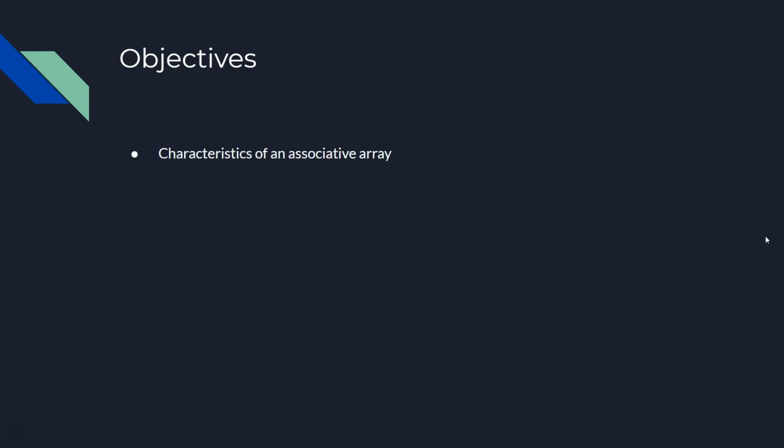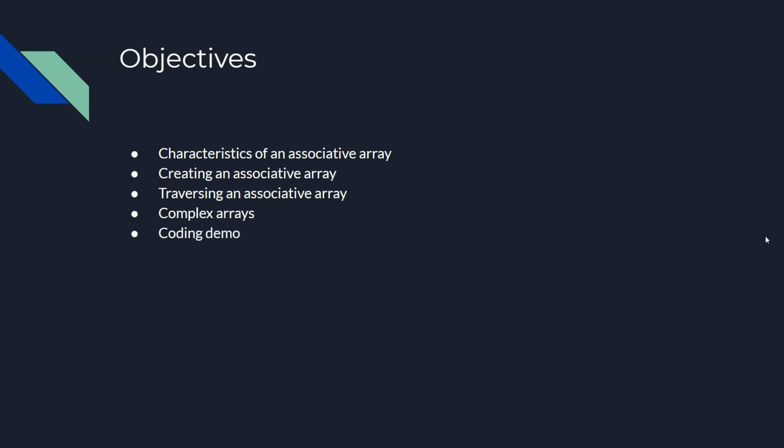First, we'll look at the characteristics of an associative array. Then we'll go into how you can create an associative array, and then how to traverse the associative array. Also, we'll look at an example of some complex arrays using associative arrays, and then we'll do some coding demo.